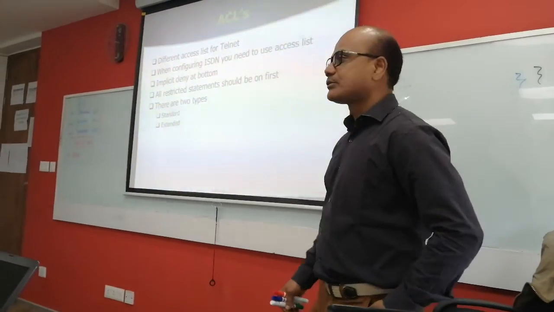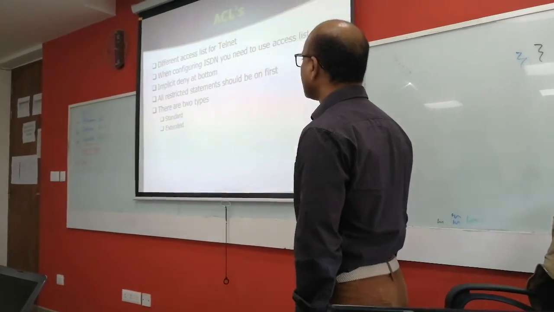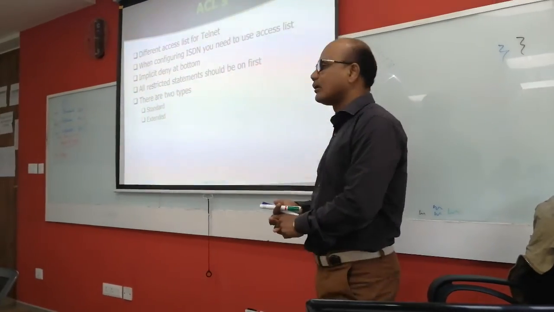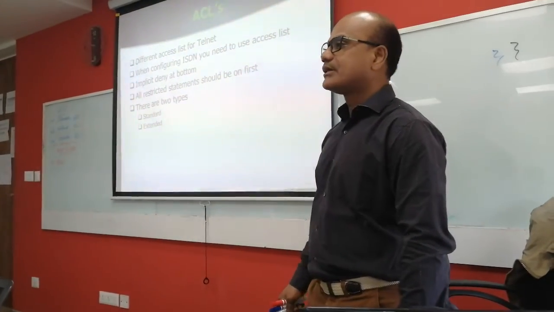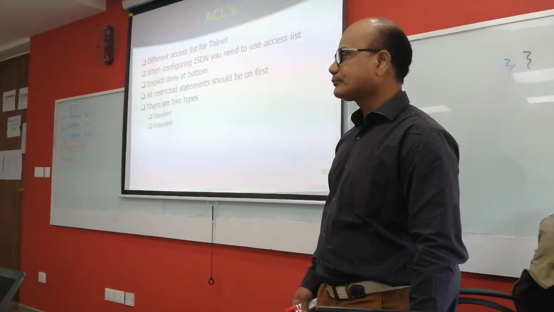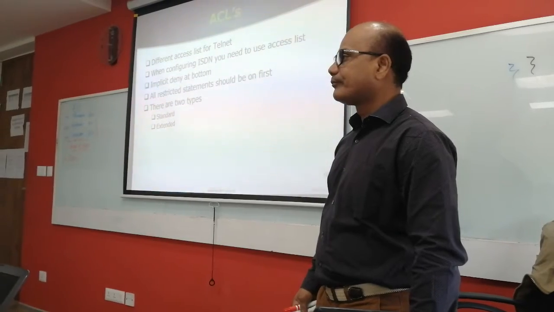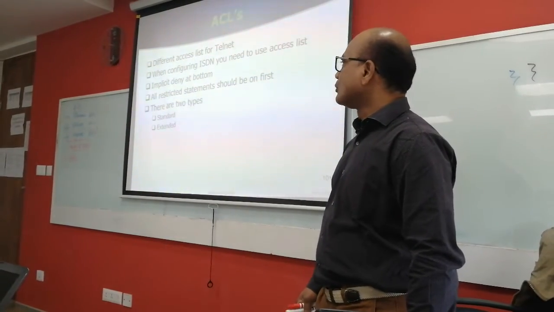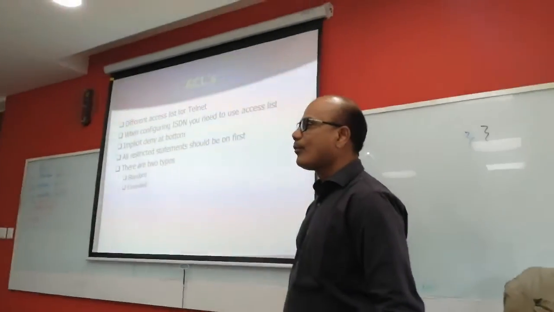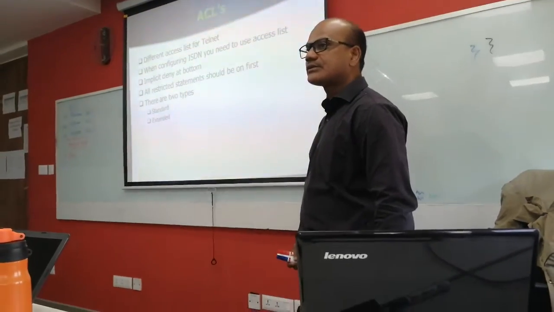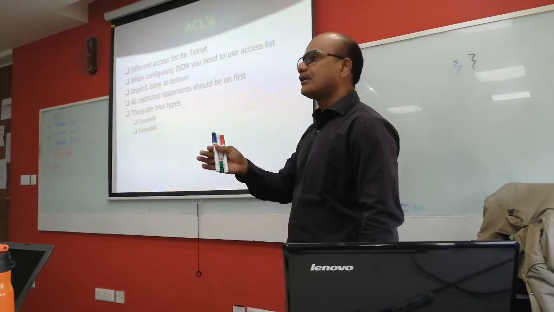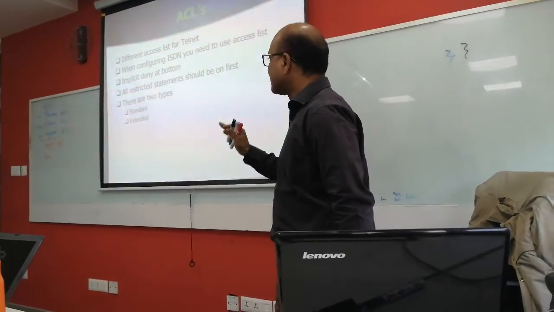Okay, so we have different types of access lists. When you configure ISDN, you need to use the access list with an implicit deny at the bottom. Especially ISDN, what is ISDN? Digital network, yes, good. So why is it used here? It is a service used to allow them to access the ISP. It is a line. So there is an implicit deny at the bottom.